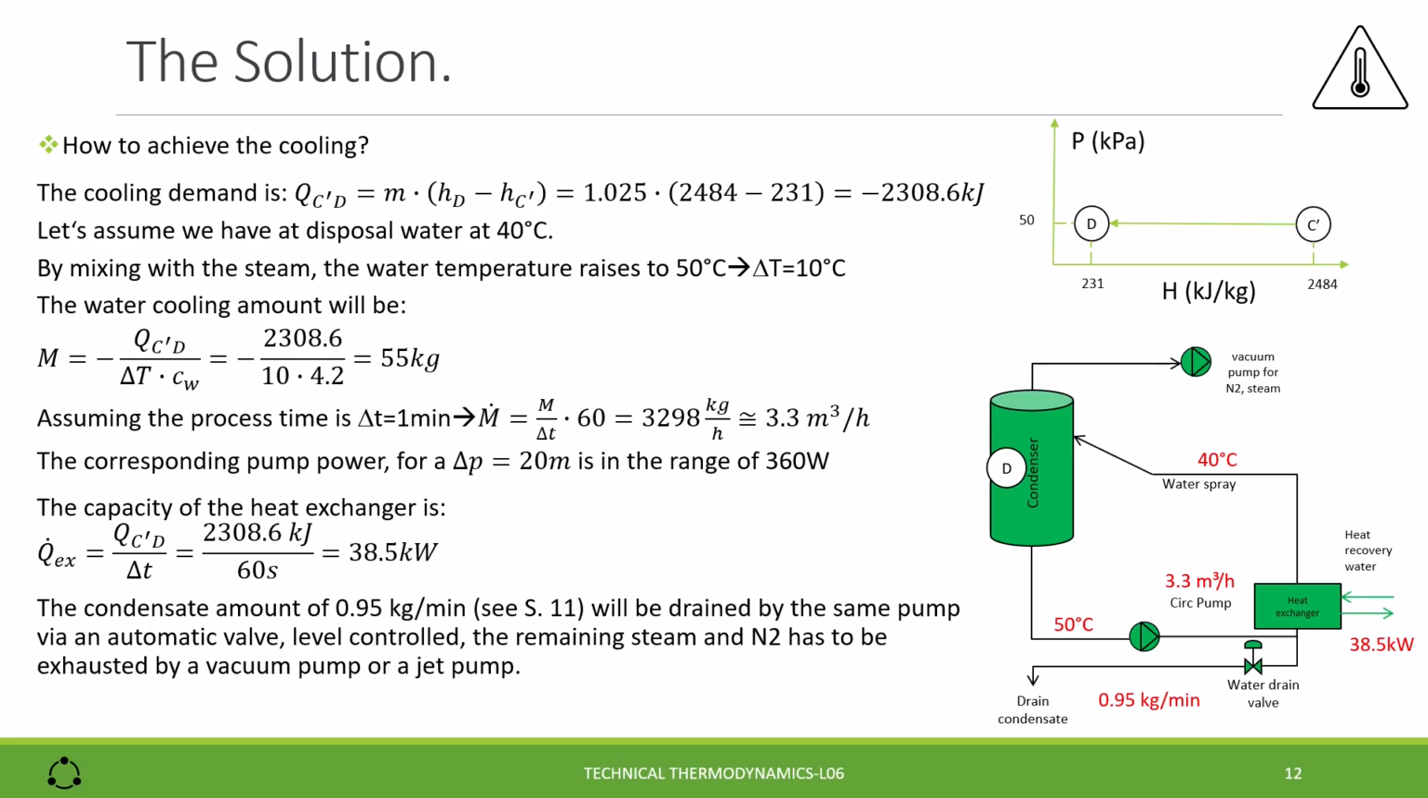The condensate amount of 0.95 kg per minute, as displayed in the slide 11, will be drained by the same pump via an automatic valve, level controlled. The remaining steam and nitrogen has to be exhausted by a vacuum pump or a jet pump.